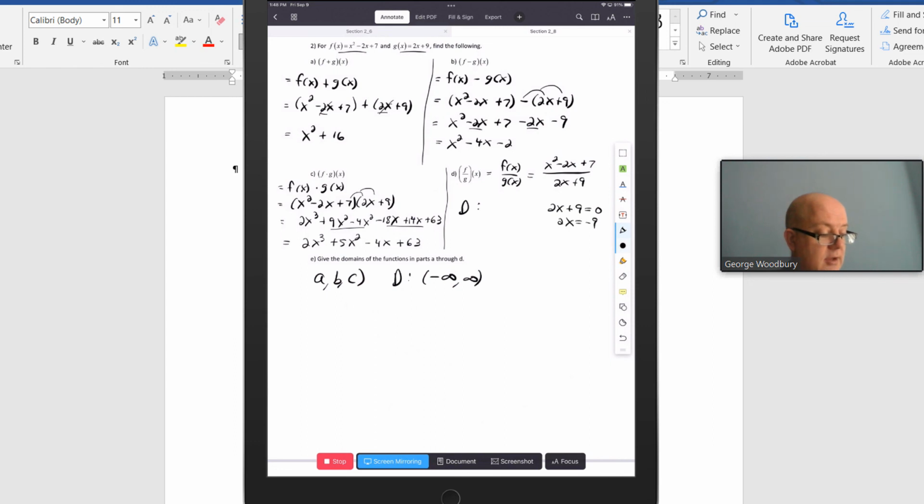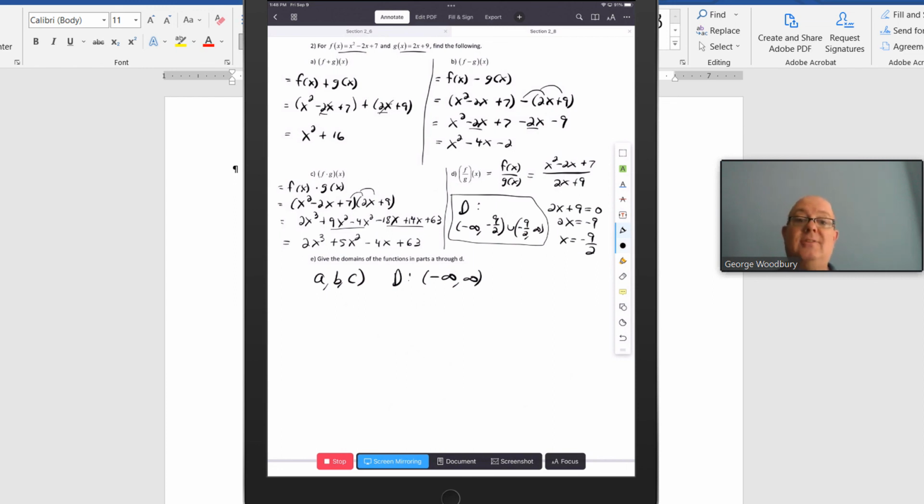Subtract 9, divide by 2, x equals negative 9 halves. That means that negative 9 halves cannot be in the domain. And the way that we write that, negative infinity, comma, negative 9 halves, parentheses, union, negative 9 halves, comma, infinity. That is the domain of that last function.